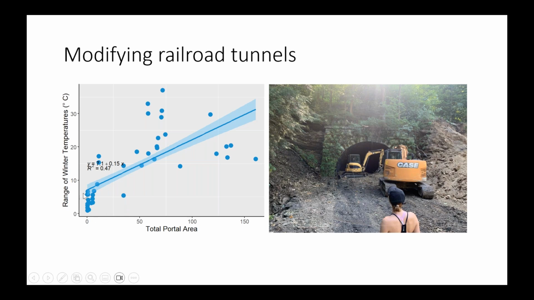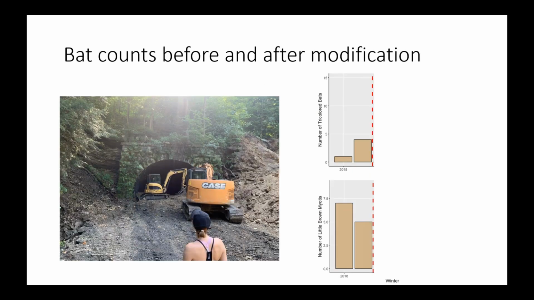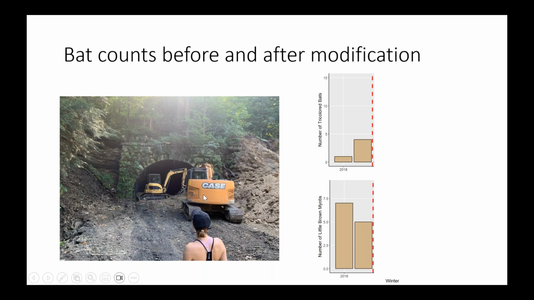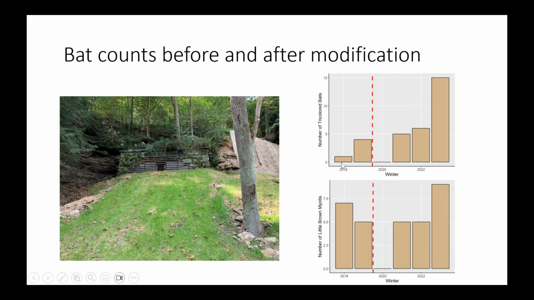So you want to be down on the left side of this graph. You want to have a small-ish portal area in order to restrict airflow, although you don't want to stop it, in order to have a stable thermal environment. And when we do that, like we did at this railroad tunnel here in Ohio, you see, right away, bats get kind of freaked out. That first winter, when it goes from this to this, the animals show up and they're just like, what?